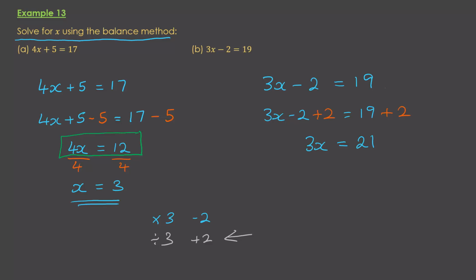And my next step is to divide by 3. You don't have to write these steps in explicitly the way I am. You don't need to put the bits that are in orange. And then we have x is equal to 7.